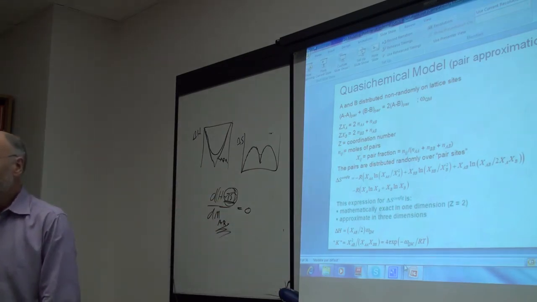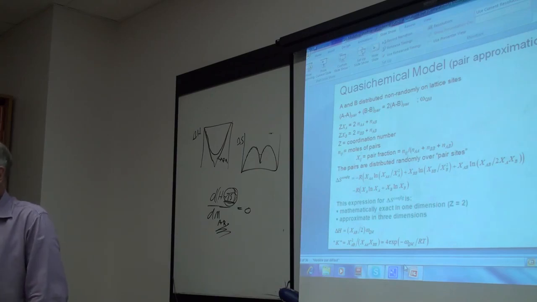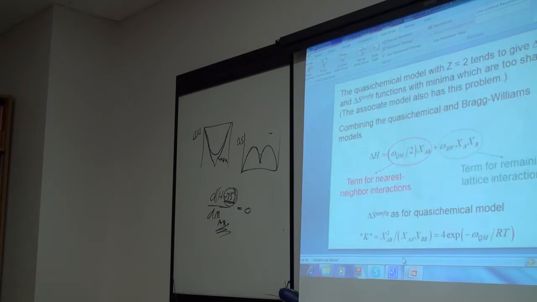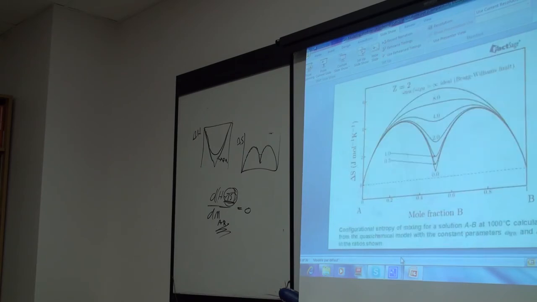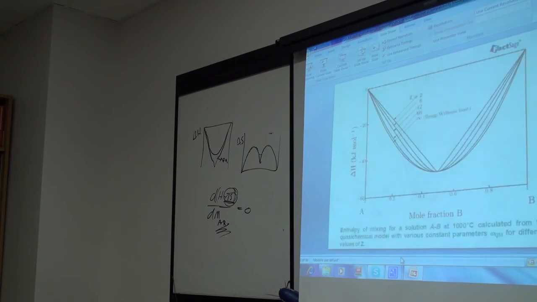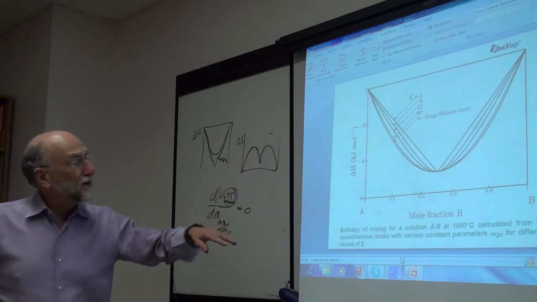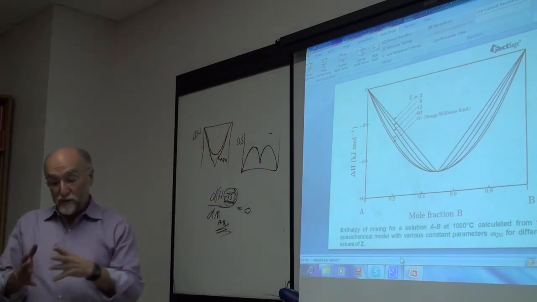But the graph shows that change. Sorry? The previous graph shows the change. Shows a change of entropy? The previous graph, you mean this one? Yes, Z is changing, so the entropy becomes more and more important. What I mean is, as Z becomes larger, the system tends more towards a random mixture.